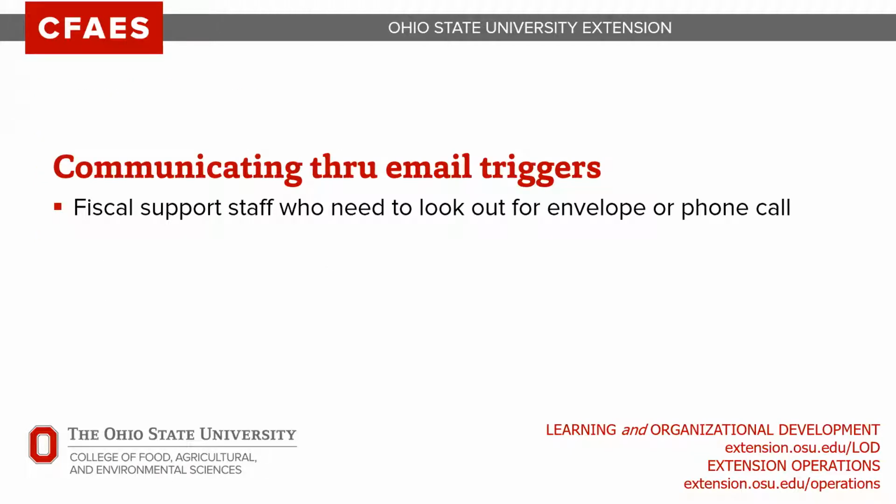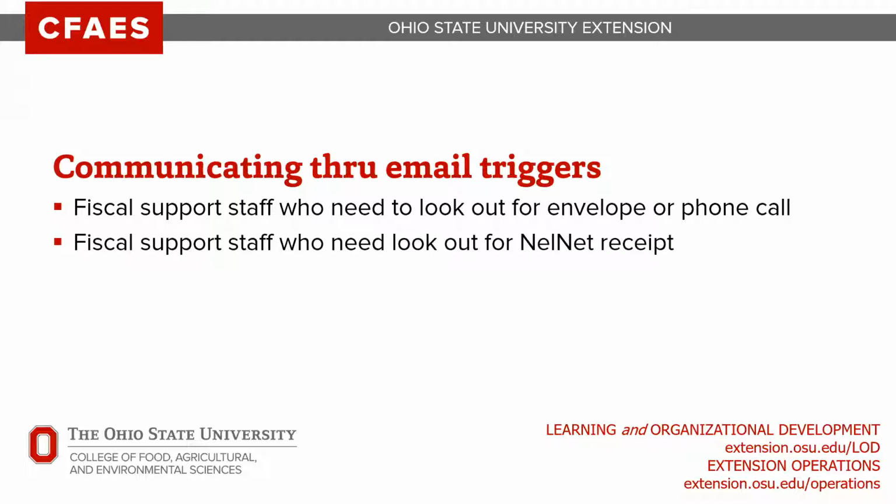Then we're going to talk a little bit about communicating through email triggers. If you are not the fiscal support staff person in your office and someone opts to pay by either check or cash, that person needs to be looking out for an envelope or a phone call from somebody who is registered, so we need to set up a Qualtrics email trigger to notify that person. Likewise, if they're the person supposed to be getting the NelNet receipt, they need to look out for that payment from the registrant.